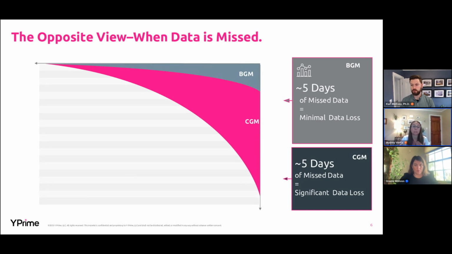I think there's risks to each approach, BGM and CGM, but I think risk mitigation should just be a consideration when you're choosing your blood glucose monitoring strategy for your study.